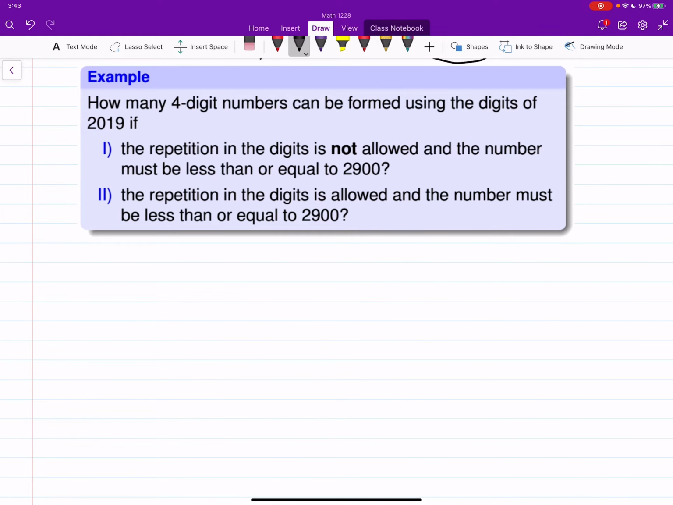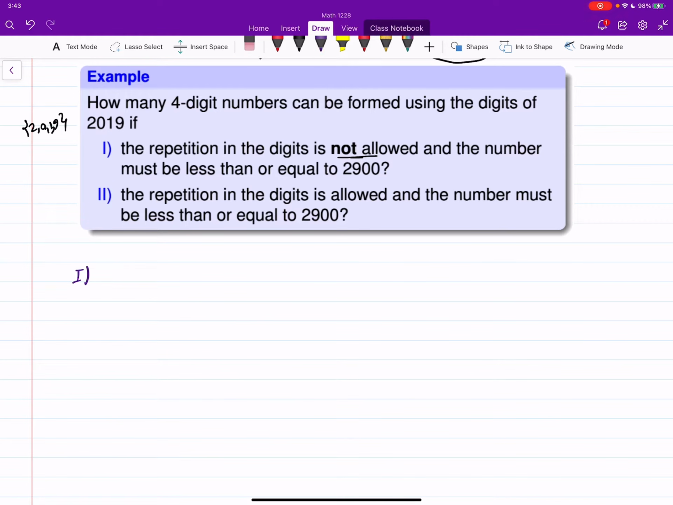Okay. We are going to use the digits of 2019. We had it as an example before. So the digits we are allowed to use are these guys. But we are only allowed to find, first of all, for part one, no repetition allowed. And the number we are getting must be less than 2900. Okay, so you see the question, you right away go into that.